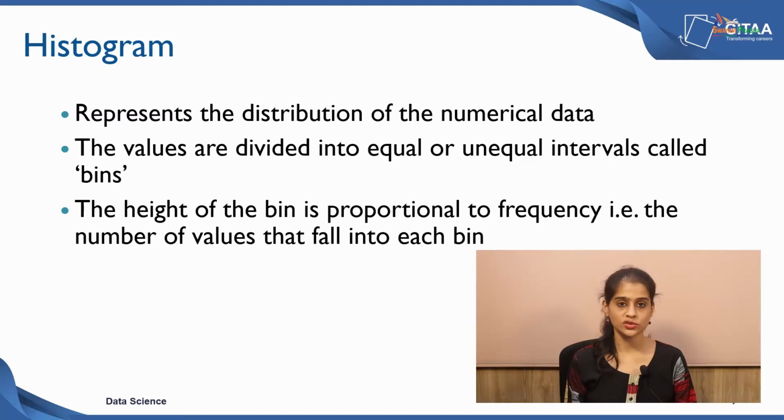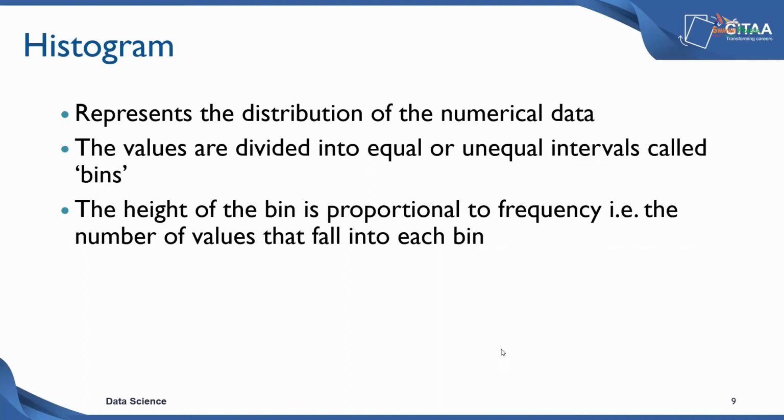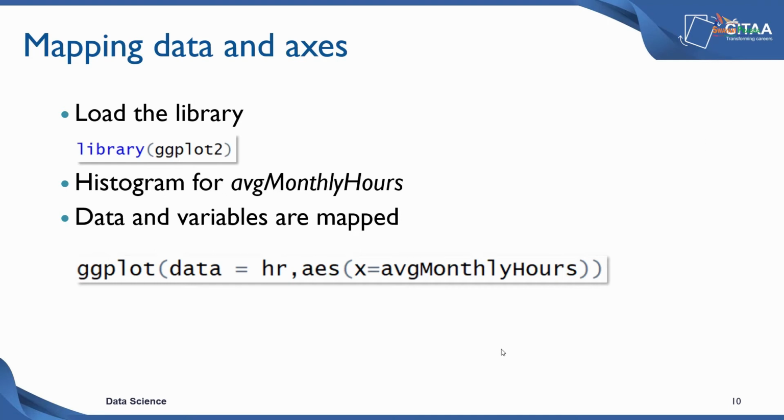So a histogram is used only for a numerical variable, and let's see how to now generate a histogram using the ggplot2 package. Before we move further, you need to load the library before you can use any of the functions. So I'm just loading the package ggplot2 using the function library. And now I'm going to generate a histogram for the variable average monthly hours. So this is a variable for which we are going to generate a histogram.